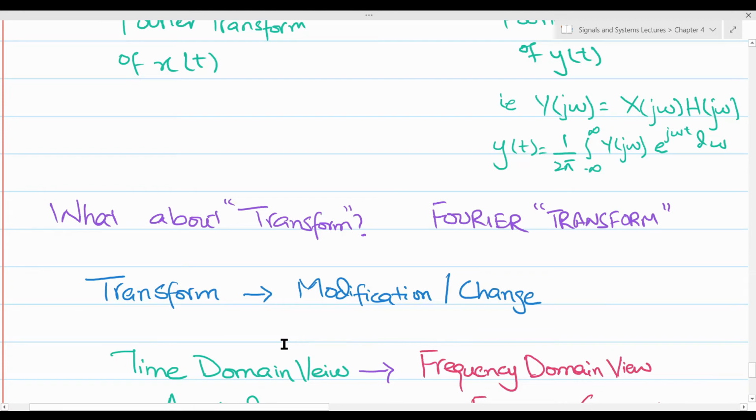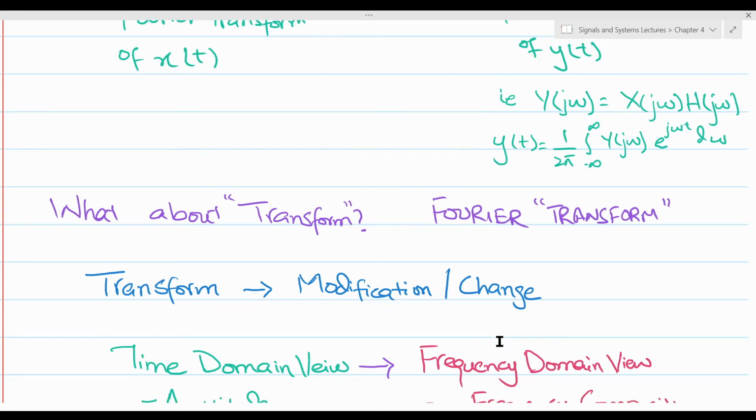The x of t was a function of time and the capital X of j omega is a function of frequency. So essentially we are changing our perspective from the time domain view of the signal to the frequency domain view with the application of Fourier transform. And why do we want to change our perspective? To gain even more insight for the analysis of the signal.